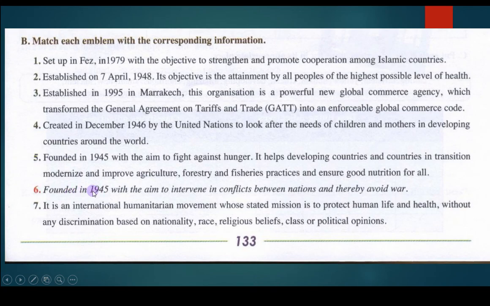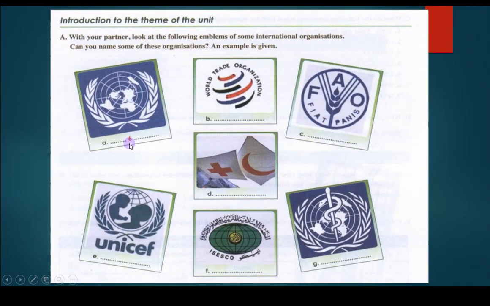6. خديجة راه عندنا التمرين مخرج. Founded in 1945 with the aim to intervene in conflicts between nations and thereby avoid war. تأسست سنة 1945 بهدف التدخل في النزاعات بين الدول وبالتالي تجنب الحرب. Of course. 6. The UN or the United Nations الأمم المتحدة.